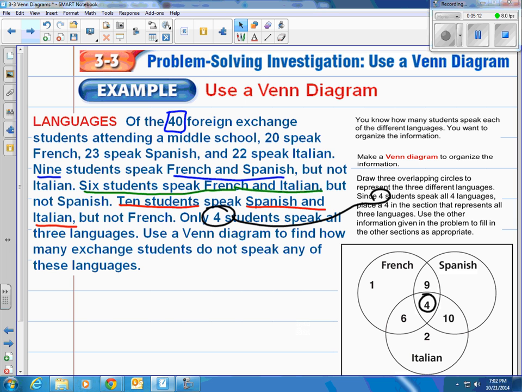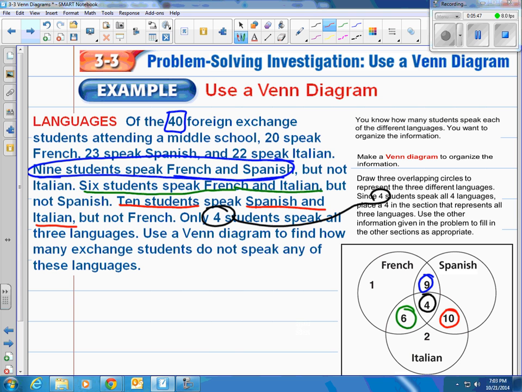But if you look, we have 9 students that speak French and Spanish. There's that 9 right there. And because they don't speak, let's see here, they don't speak Italian. The other one, 6 students speak French and Italian. So 6 students speak French and Italian. I think you see that. There they are. That's French and Italian only. Those 2 circles you can see mean French and Italian. And then the last one, 10 students speak Spanish and Italian. That's those right there.